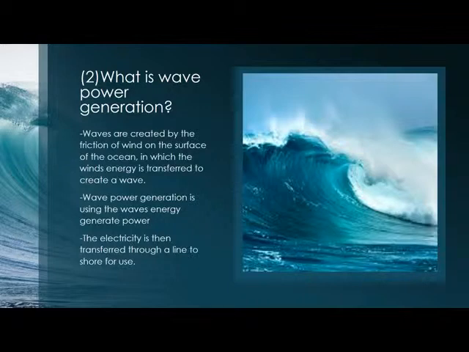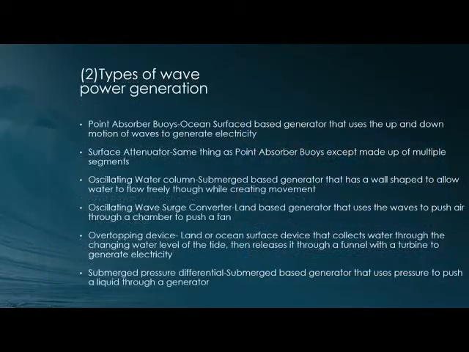Wave power generation is taking the energy that is gathered by the waves and converting it into electrical energy using generators and other mechanisms. The electricity is then transferred through a line to shore for use later. This can help power homes and other electrical needs.